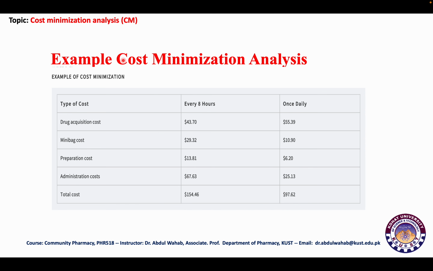So on the basis of this difference, if we apply the cost minimization analysis and the products have the same or equivalent outcomes, the same clinical consequences, then what should be done? In this case the product with the lowest cost should be selected. As you can see here, the once a day product should be selected, and the cost for that product is $96.62.